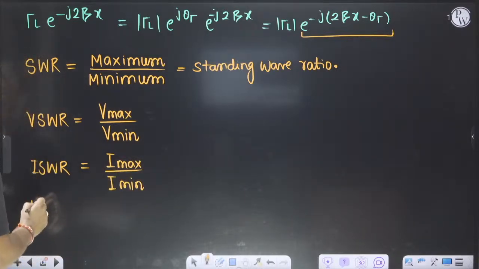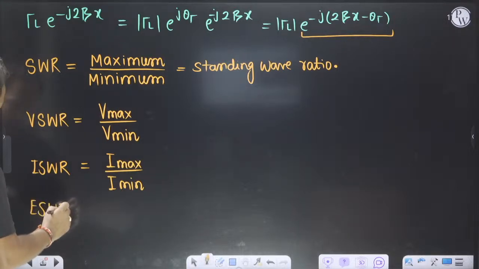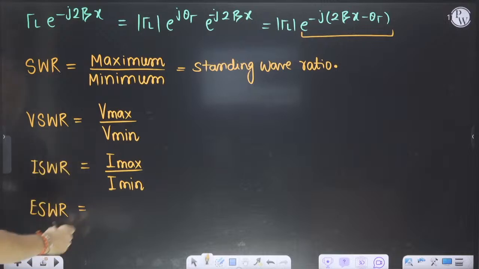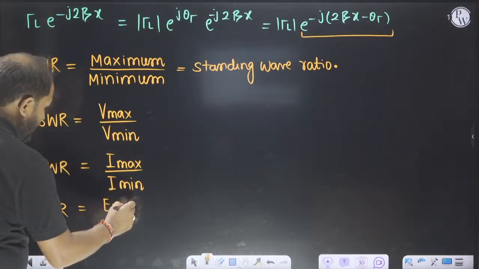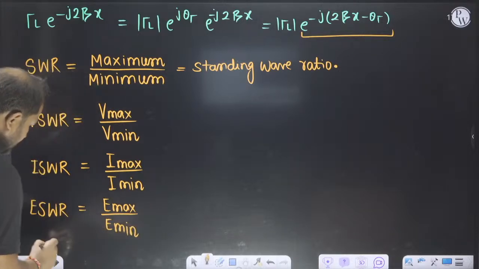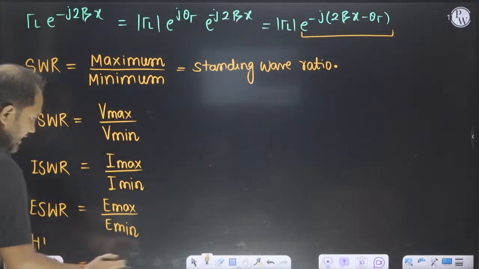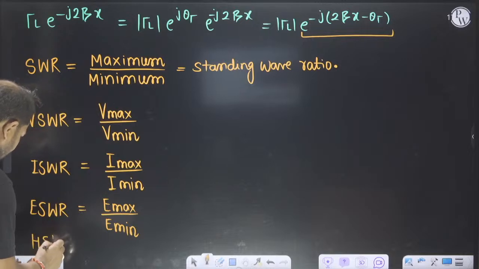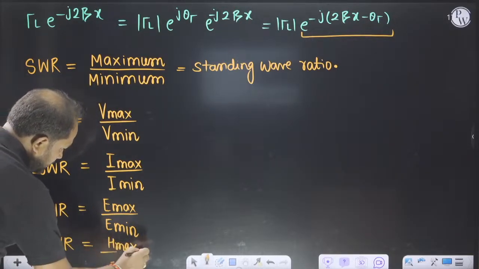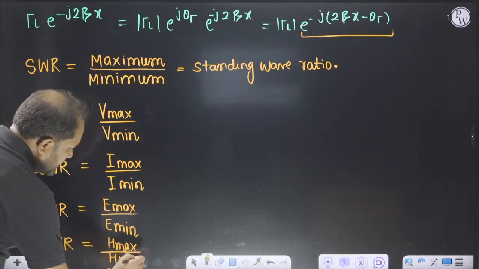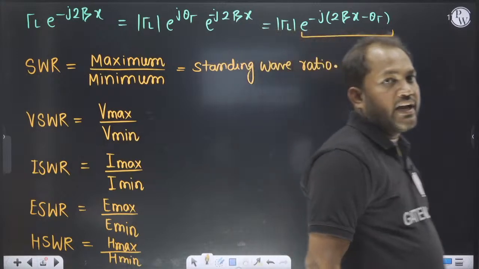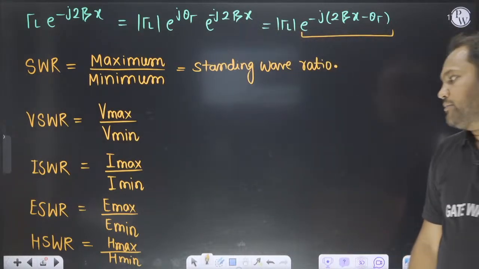In the case of electric field standing wave ratio, which they asked in 2024, this is E max upon E min. And there is the magnetic field standing wave ratio, that means H max upon H min. So this is the formula for standing wave ratio. It can be voltage, current, electric field, or magnetic field.